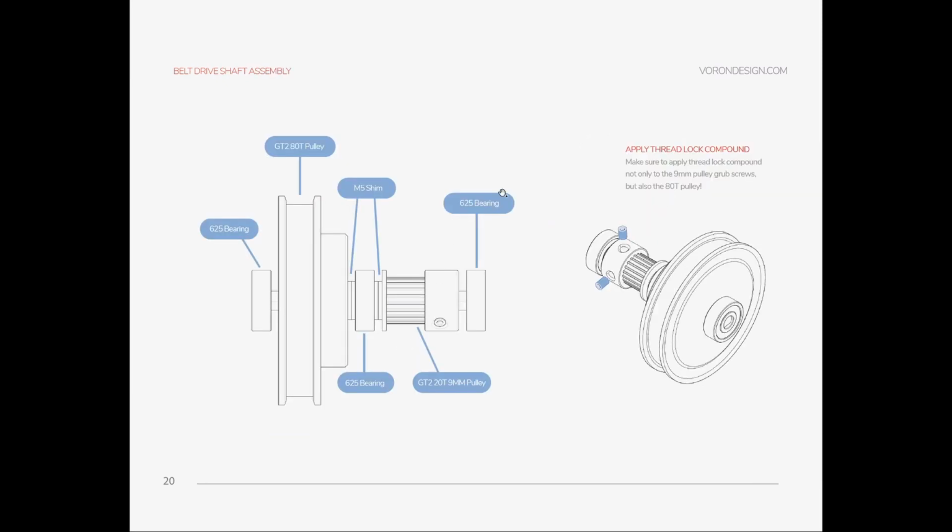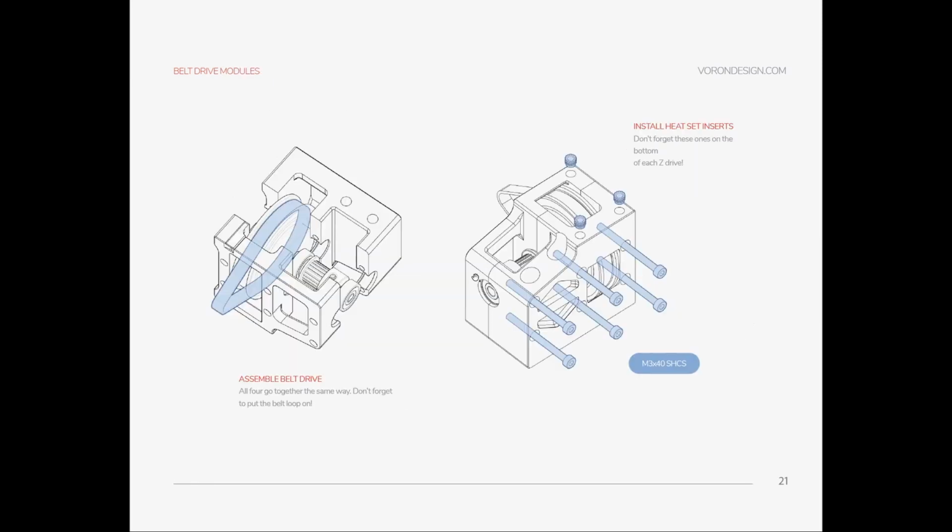And you need to do the Z drive shaft. For that, just follow the manual. Like here, you need to place one bearing, 625, that you are using in the Z drive shaft. After that, you need to put the 8T teeth, and you need to put two shims, a 22-tooth pulley, a 9 mm one, and another bearing. So keep in mind that if the bearing is touching another part, you need to place a shim. You need to do this 4 times. And again, don't forget to apply thread locker on your grub screws.